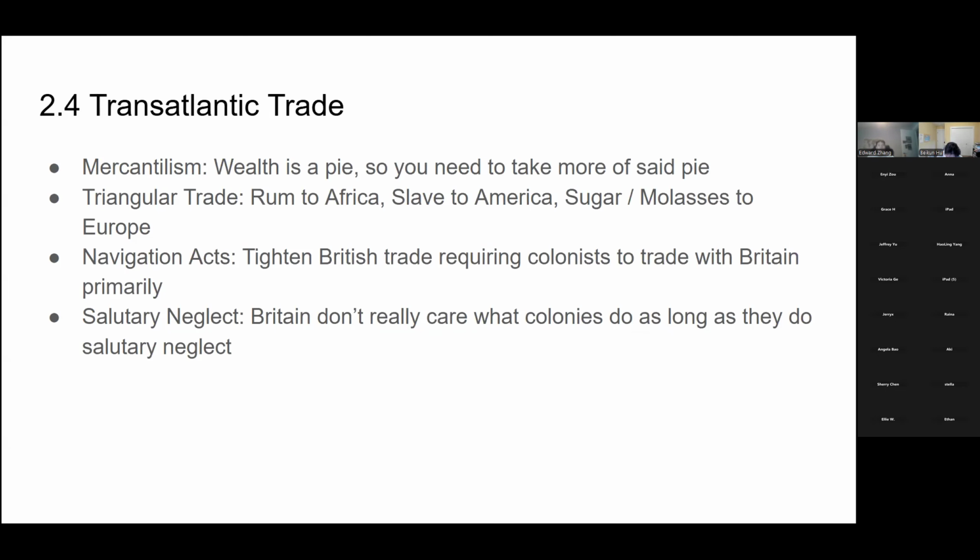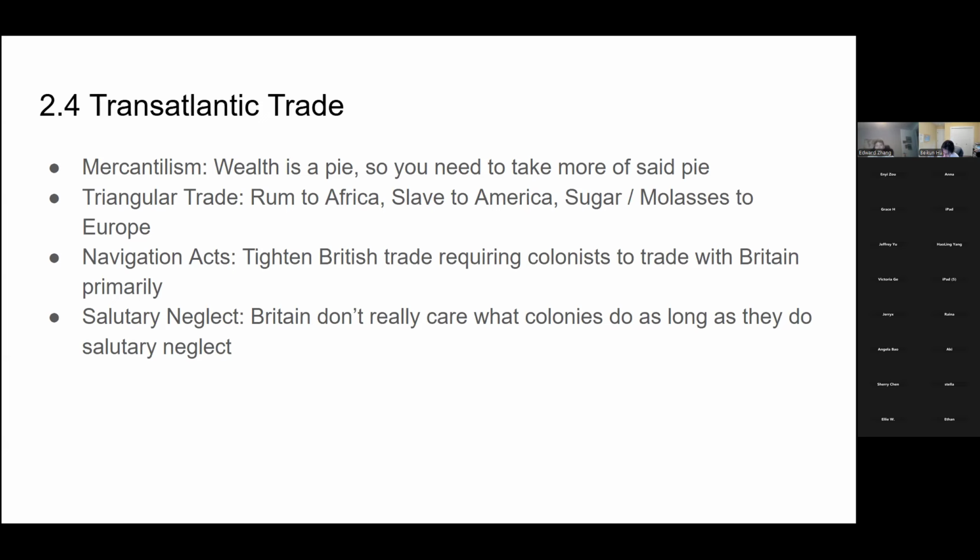All right. And then 2.4 is all about the transatlantic trade. So going back to the idea of mercantilism, right, where wealth is a pie. So if you want to take more wealth and become wealthier, you need to take more of that pie. So this is why the triangular trade happened, right? Some examples of what we're trading is rum. Rum went to Africa, and then slaves from Africa would then go to America, and then sugar and molasses would then go to Europe.